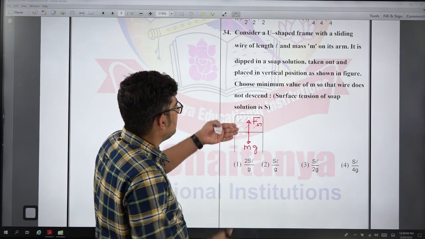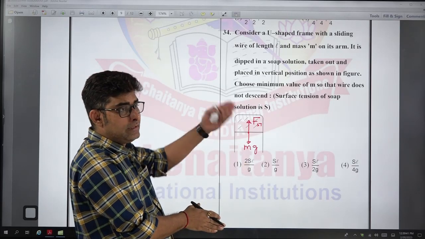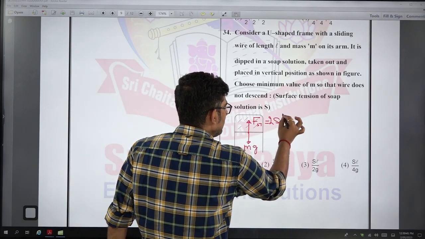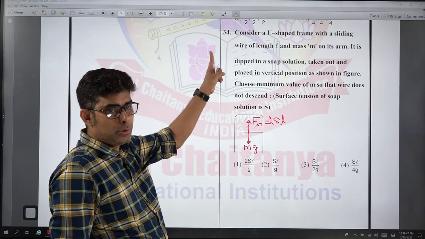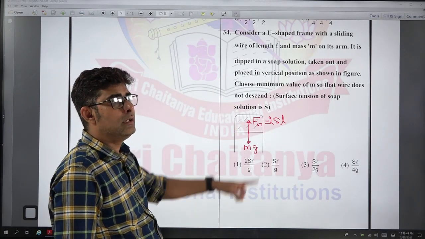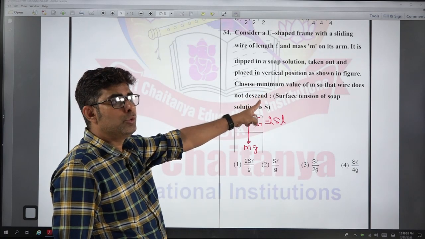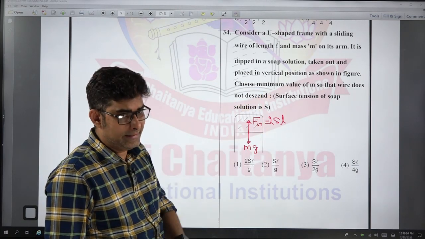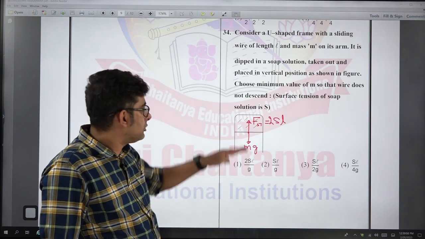Now there are films. A film has two surfaces, front and back, so each one will pull it. So what will be the total force? 2SL, SL, SL, 2SL upwards, mg is downwards. What they are saying is that it is dipped. Choose the minimum value of m so that the wire does not descend. Descend means it should not come down.